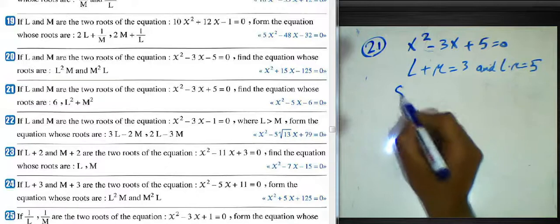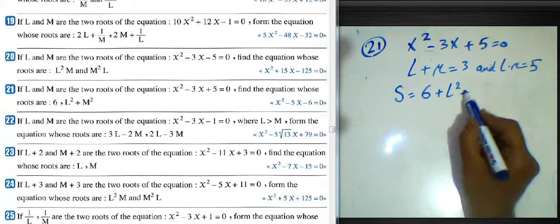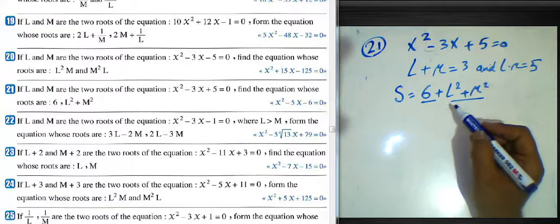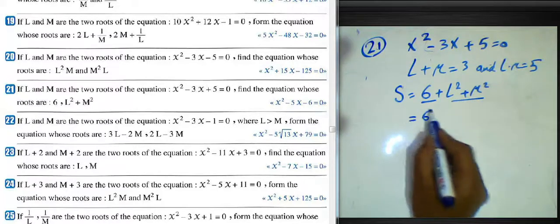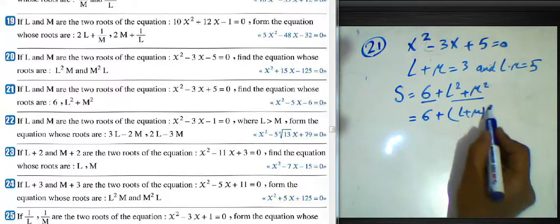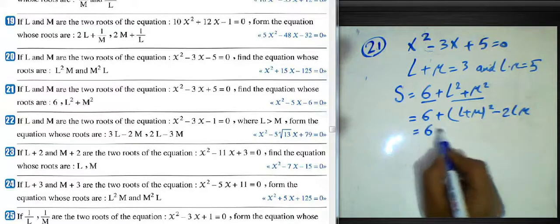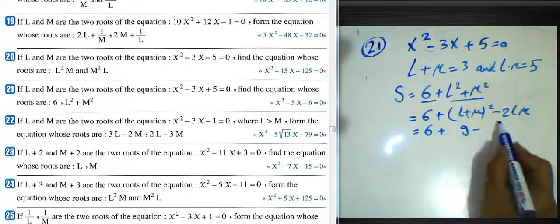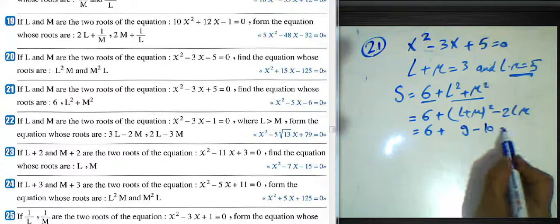Okay, we will write the sum of the two roots, L power 2 and M power 2. It's the first and this is the second. L power 2 plus M power 2 equals (L plus M) power 2 subtract 2LM. L plus M equals 3, so 3 power 2 equals 9. Subtract 2 multiply L multiply M, where the product LM equals 5, so 2 times 5 equals 10. 9 minus 10 equals negative 1.